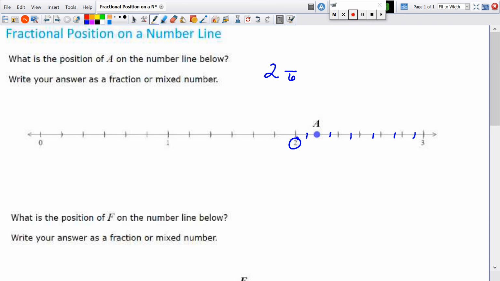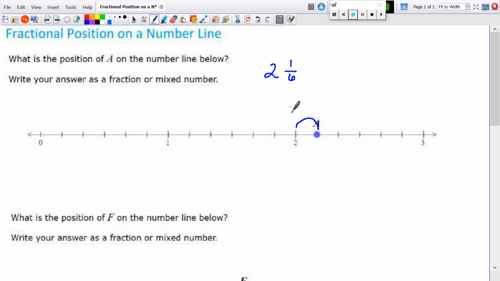That becomes the bottom. And now that I got that marked up, you can't see what I'm doing, so let me erase those real quick. Okay, then you want to count how many lines over you went from the 2. So you went 1 line over, that's the numerator. So that's how you write that point as a mixed number.